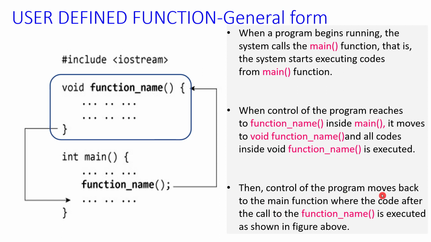Then the control of the program moves back to the main function, where the code after the call to the function name is executed, as shown in the figure below. The result will come from the sub function to the main function and be displayed. So this is basically a breaking up of a big task into smaller tasks. This will be very useful for the learner to understand the various processes or coding inside the main program. We'll see an example. Just to explain again, integer main will be the first to execute.